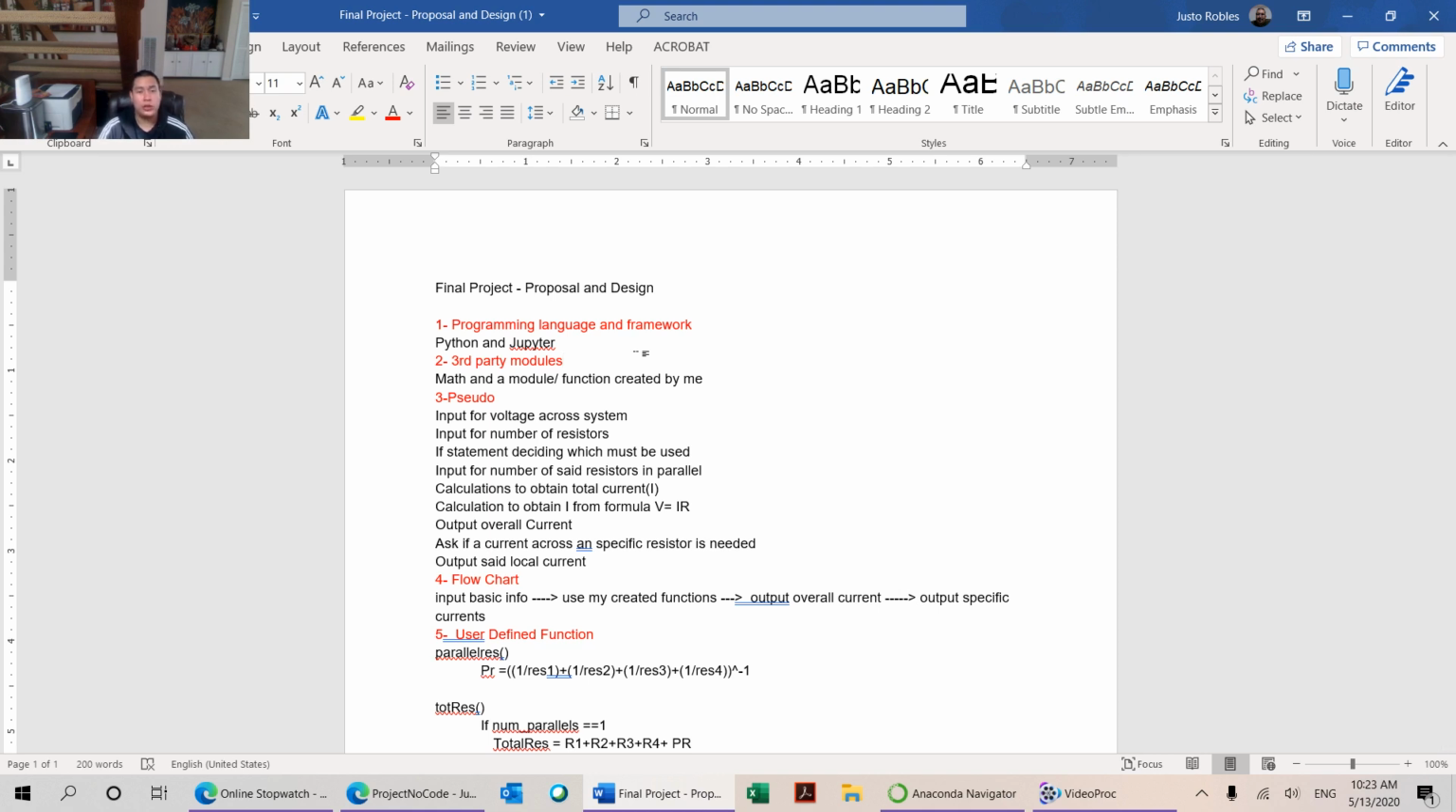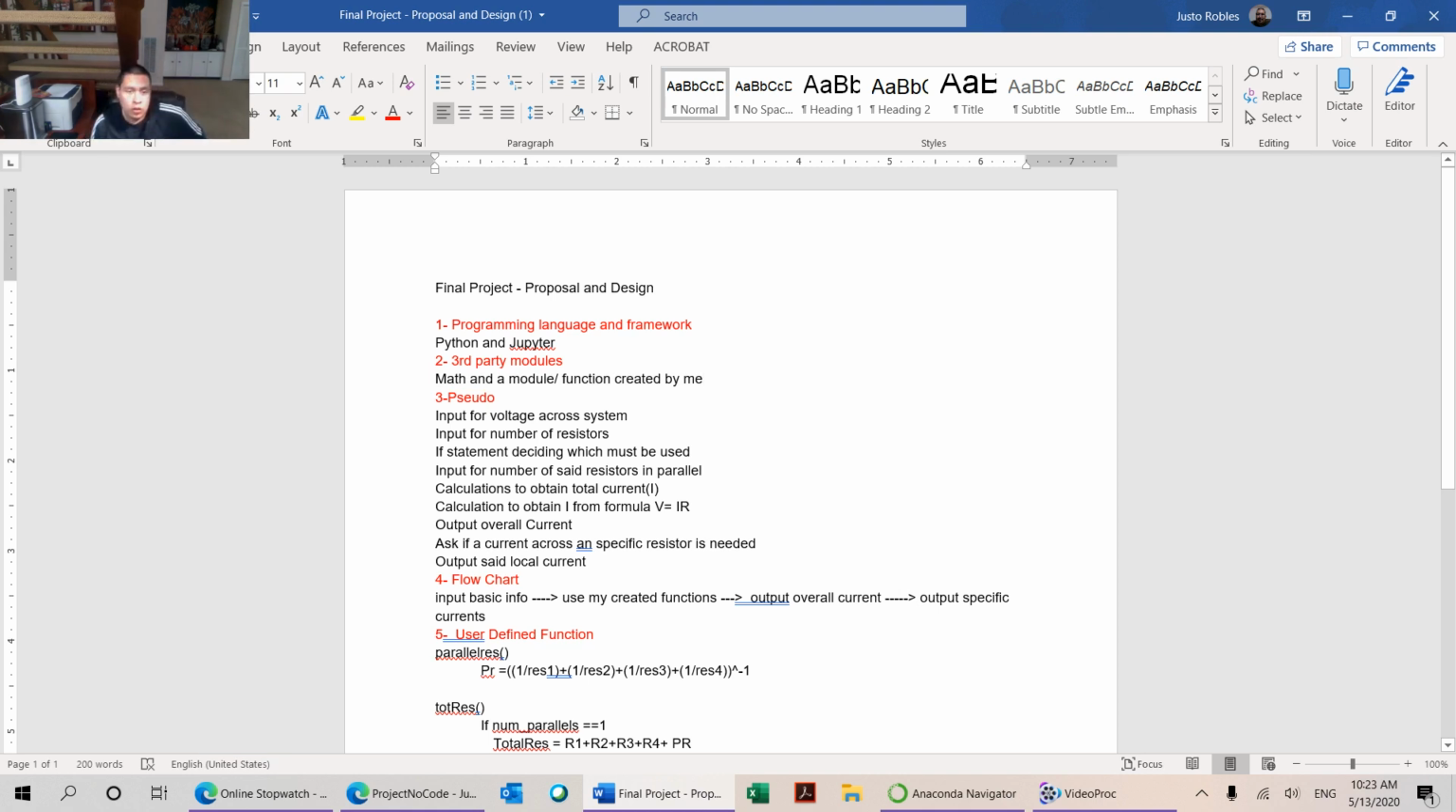Now for third-party modules, I didn't go too crazy on them. Originally, I wanted to go crazy, but I realized that it wasn't worth it because it was just complicating things more than it had to be, and making me more susceptible to errors. So I just stay with math and a couple of user-defined functions that I will show you later.